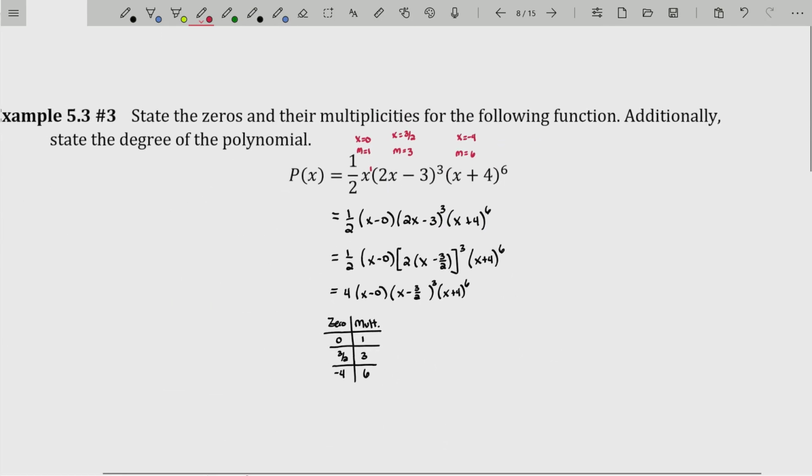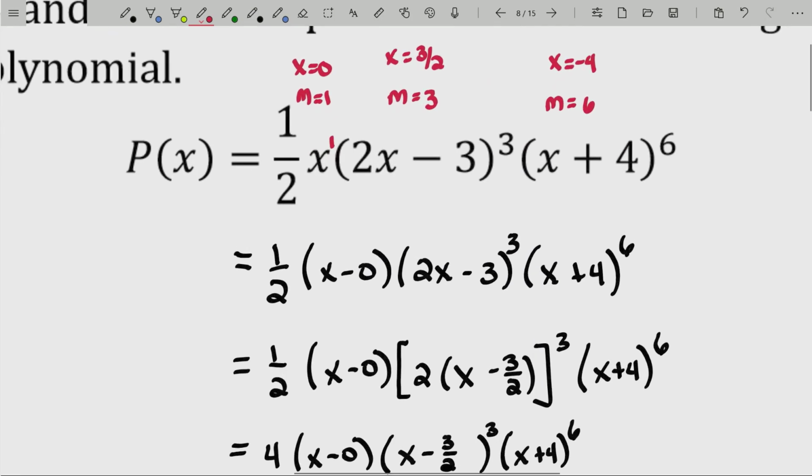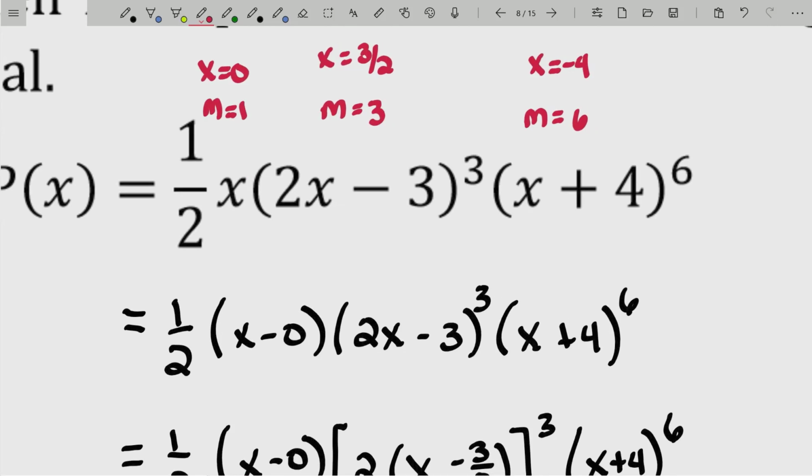Done. Additionally, state the degree of the polynomial. Well, if you were to multiply out this polynomial, bad idea, but if you were to do it, you'd have x to the first from that, x cubed eventually from that, and an x to the 6th eventually from that. Remember, powers do not distribute through binomials. You'd actually have to take 2x minus 3 and multiply it by itself 3 times. So you'd have this big, long polynomial. Same thing with x plus 4 to the 6th. You'd multiply it by itself 6 times. It's a big, long polynomial. You don't want to do that.